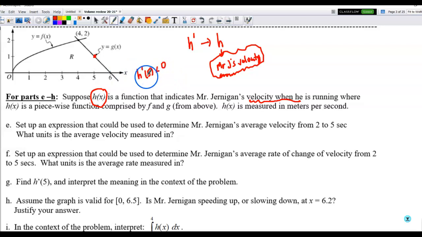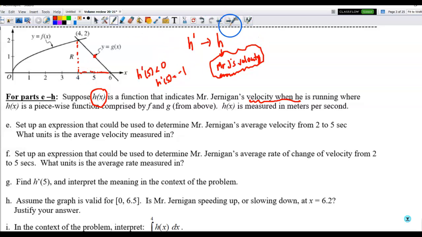Now not only can I tell you that h prime of 5 is less than 0, I can tell you what it is because it's on a line segment. So I'm going to fall 2 units and run to the right, sorry, run to the right to get back to the line. So fall 2 units, run to the right 2 units. That would be -4 over 4. So h prime of 5 specifically is -1.